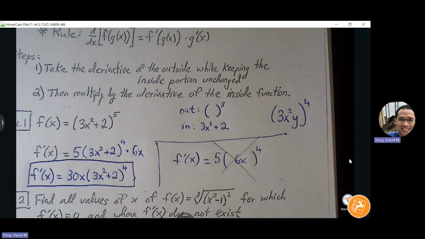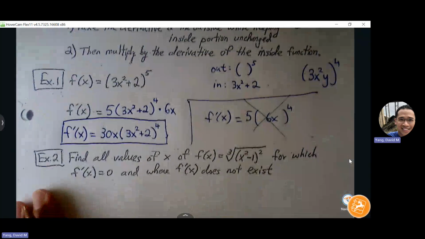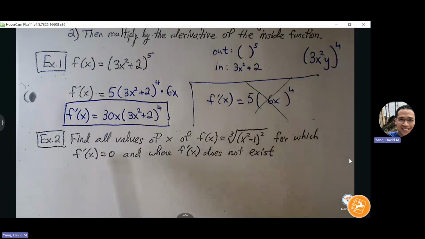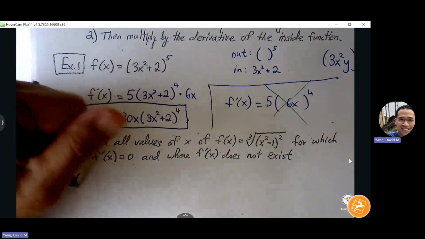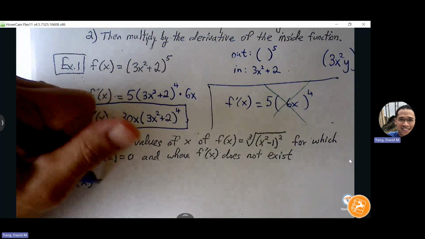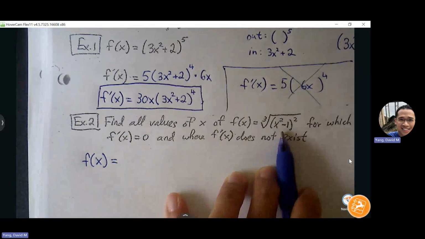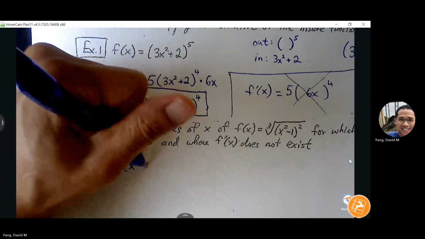Okay, example 2, it says find all the values for the function for which f prime is equal to 0 and where f prime does not exist. But let's go ahead and find the derivative first, and then we'll talk about what this means. We talked about how anytime we want to find the derivative of a function, it helps to rewrite it using rational form. So how can I rewrite this in a form that is a little easier to work with? X squared minus 1 squared to the 1/3.